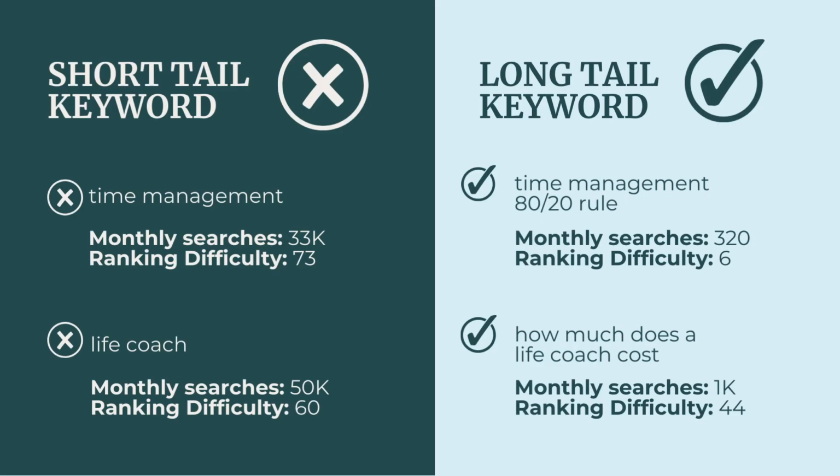Another example of a short tail keyword you wouldn't want to target, if you are a life coach, has a huge monthly search volume of 50,000, but the ranking difficulty score is 60. So it's really hard to rank for that keyword. And so you would want to target a more specific keyword that says, how much does a life coach cost? Which still gets 1,000 monthly searches and has a ranking difficulty score of 44, which isn't so bad. And you can see the keyword life coach appears in the long tail keyword anyway.